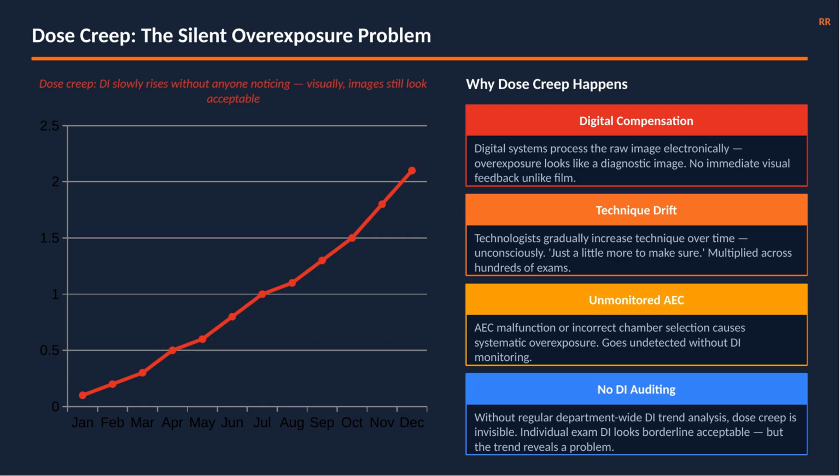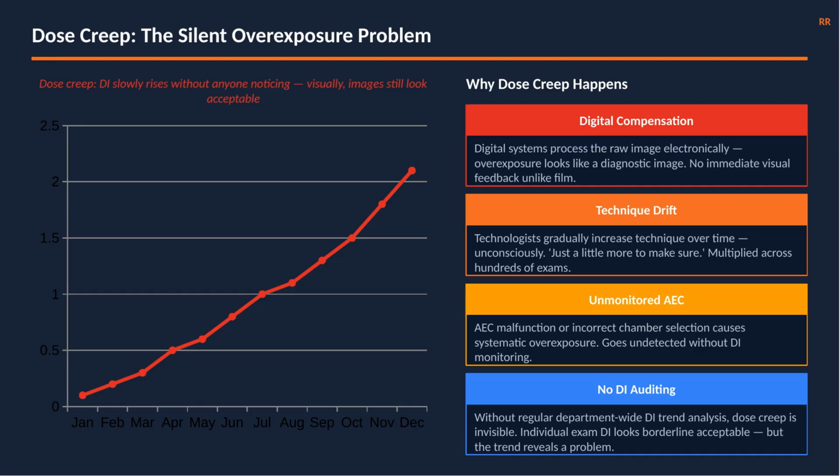Dose creep is the gradual, unnoticed rise in exposure levels in digital radiography departments. Four mechanisms drive it. Digital compensation: digital systems process the raw image electronically. Overexposure looks diagnostic, with no immediate visual feedback, unlike film.